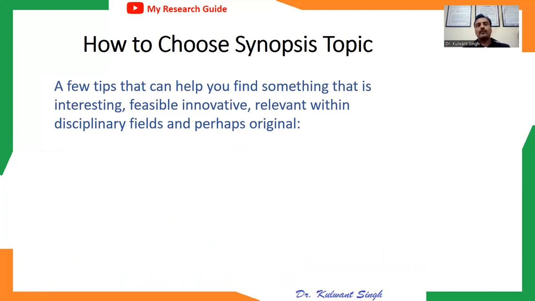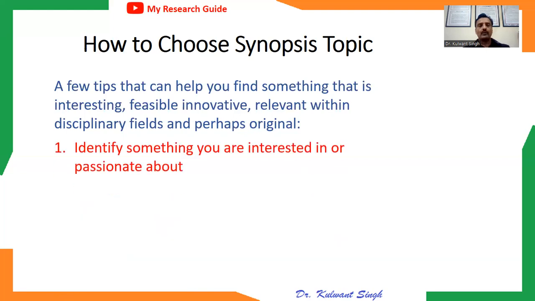So here are a few tips that can help a researcher to find an interesting, innovative and relevant topic for their thesis or research work. First of all, identify something you are interested in or passionate about. It means we have to select a few areas, that is, the research area in which we are interested.